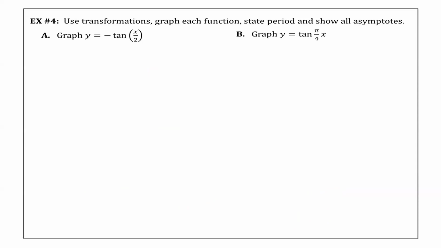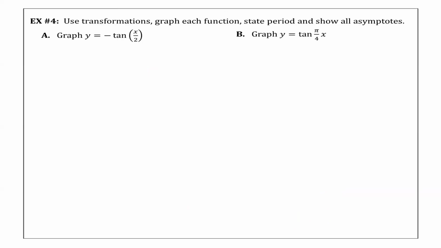So first, it says to graph y equals negative tan of x divided by 2. I don't know where my graphs went. I did have graphs on here, but my graphs have disappeared. So we're going to first determine our A and our B. We know that A equals negative 1, and we know that B equals 1/2.